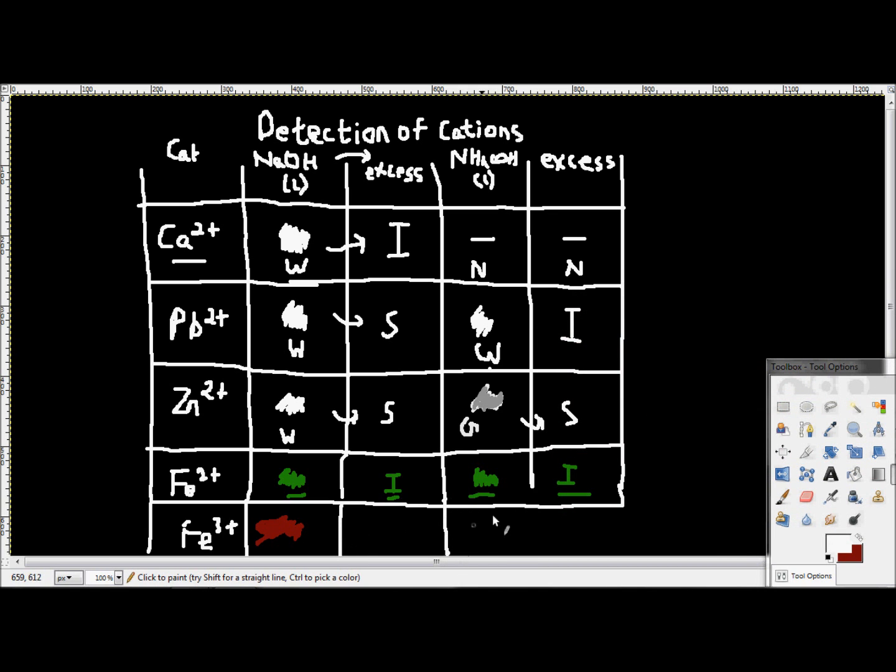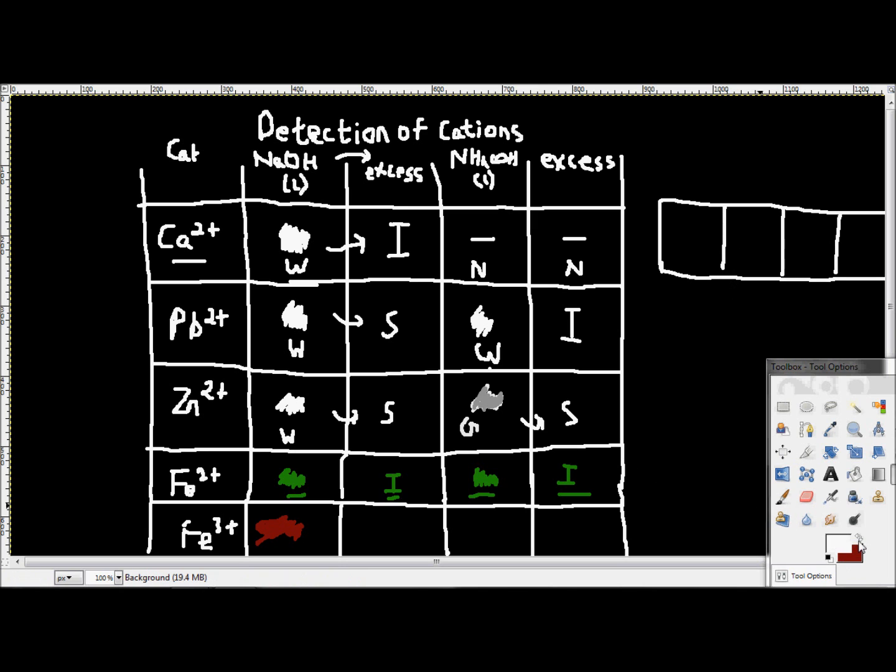So I'm just going to make the lines first. And this is for our last cation. I don't have space, sorry about that. Okay, now this is insoluble. Over here again you get the reddish brown precipitate, and again insoluble. So same pattern as Fe2+, except it's reddish brown instead of dirty green.